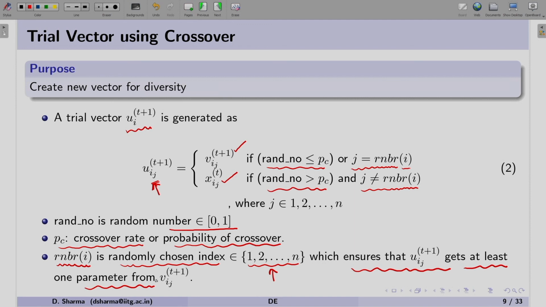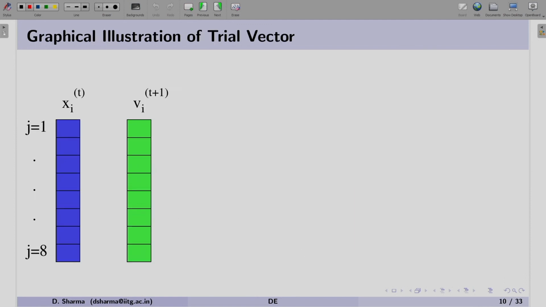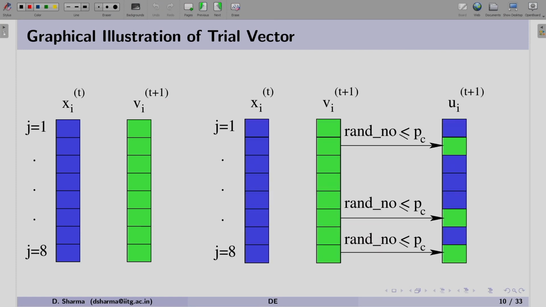So, let us see graphically how this trial vector is generated now. In this example, you can see on the left-hand side we have the target vector and the mutant vector, and each vector is made of 8 variables. Different color codings are used here to understand how the trial vector is generated.